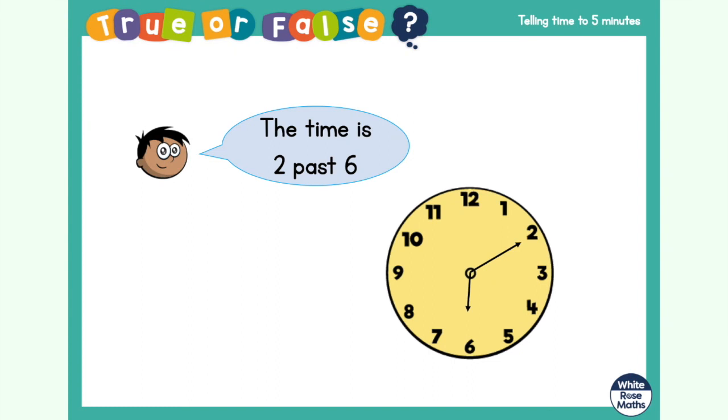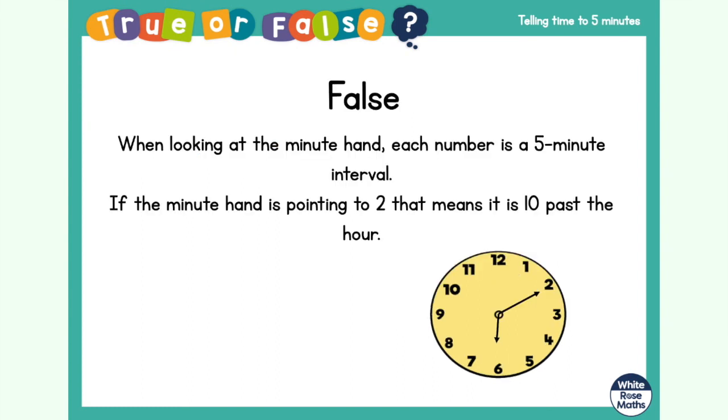Ready to check? This one is false. When we're looking at the minute hand, each number around the clock is a 5-minute interval, which means we have to count in fives. And if the minute hand, like in that clock, is pointing at the number 2, then that means that it is 10 past the hour. So the time is 10 past 6, not 2 past 6.